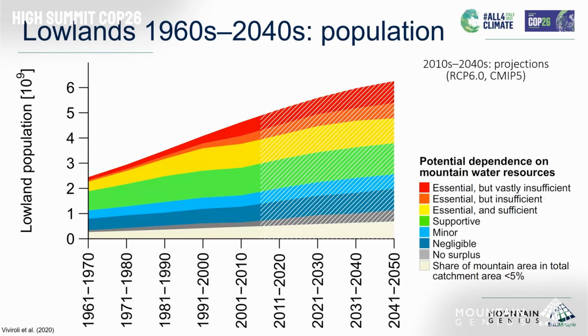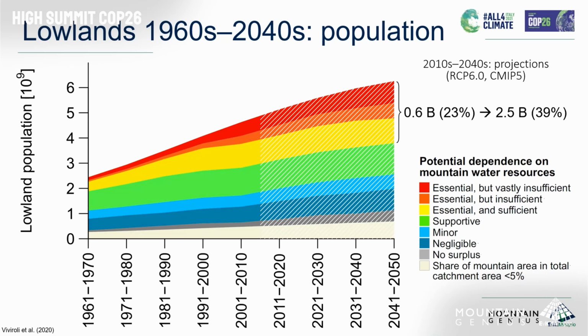This is a graph that just shows those dependencies, how they develop. The scenario here is the same as before, the middle of the road scenario. And I just summarize here the colors that mean essential dependence of the lowland populations. And the number of people that essentially depend on mountains in our assessment rises from around 0.6 billion in the 1960s to 2.5 billion projected by mid-century. That's quite a steep rise, and also in terms of relative shares, the relative share of lowland people depending on mountain water resources rises from 33% to almost 40% in this scenario.